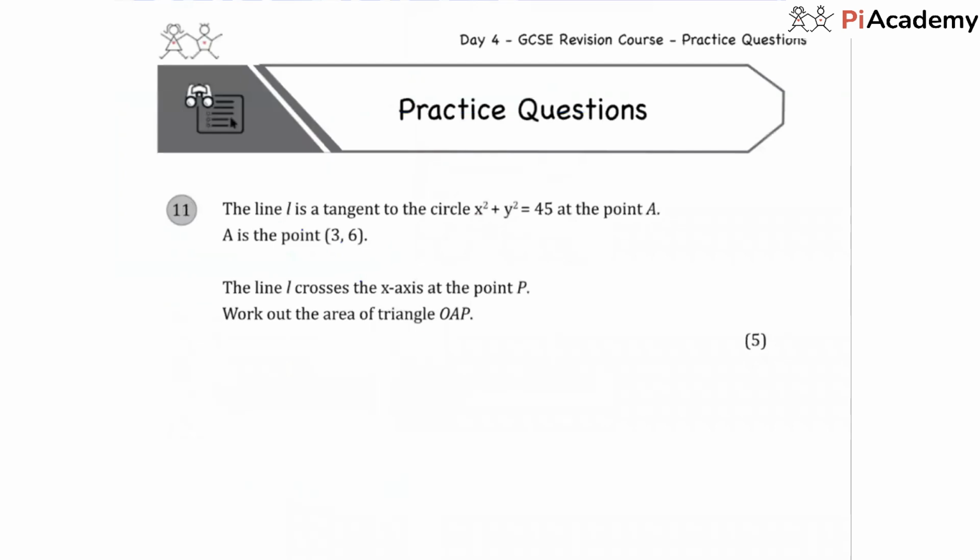The line L is a tangent to a circle x squared plus y squared equals 45. It's a tangent to the circle at point A. A is the point (3, 6). The line L crosses the x-axis at point P. Work out the area of triangle OAP.